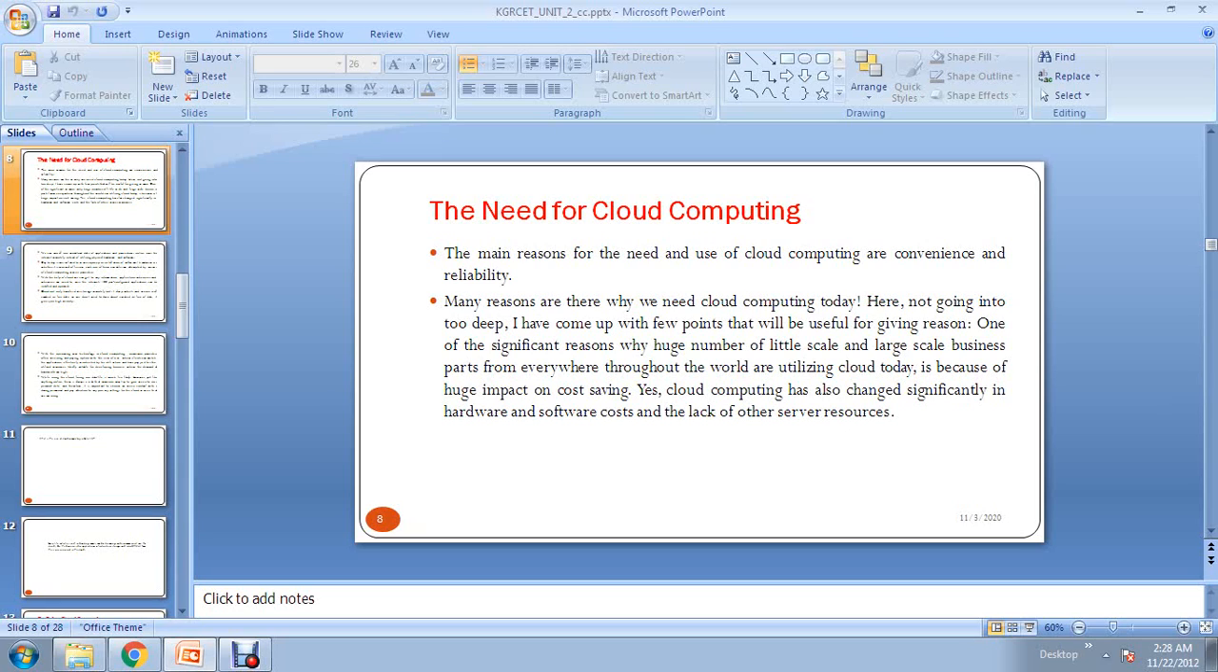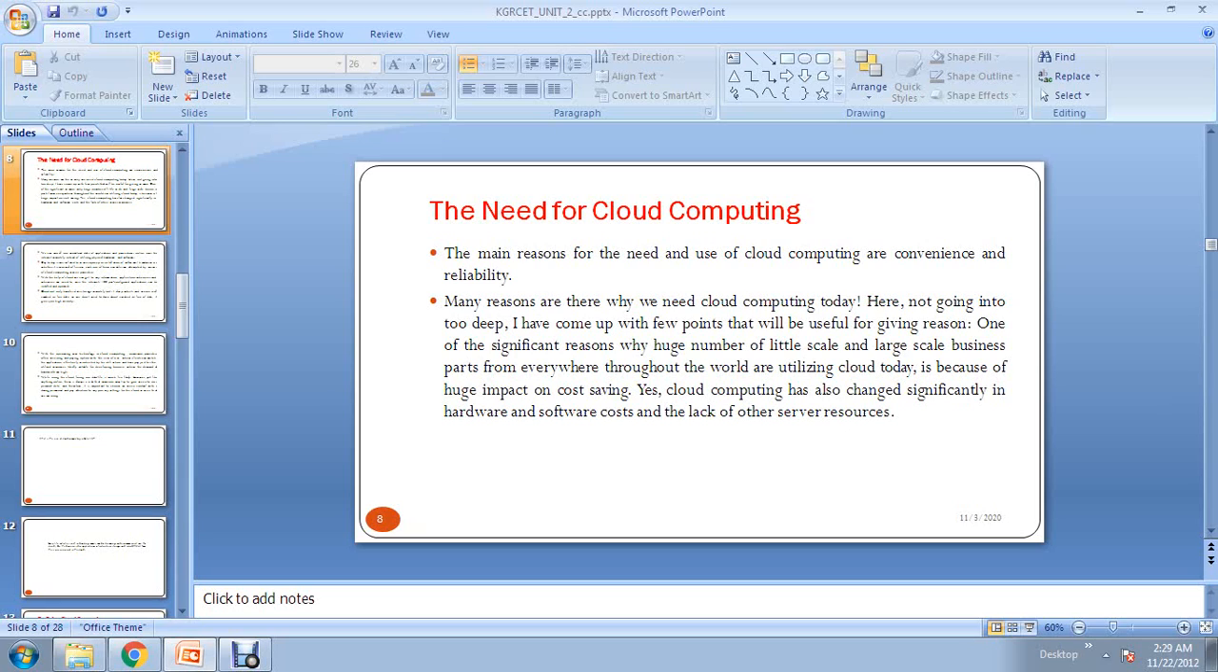The main reason is that physically the cost is very high. So now we want to use cloud computing. In this case, the cost automatically reduces. So the first point is saving the cost.